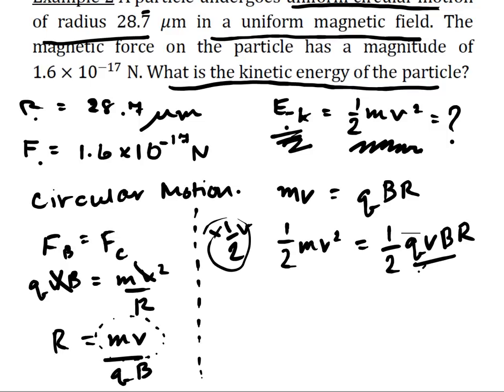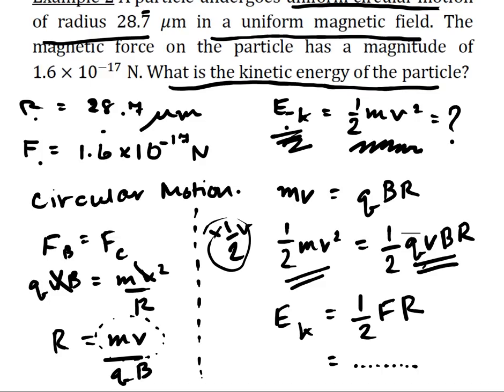And you can see that the qvB here is actually the Lorentz force, and half mv squared here is actually the kinetic energy. So finally, you come up with the expression EK equals half FR. Okay, and then after substituting the values that the question has given you, you should have your answer in the unit of joule.